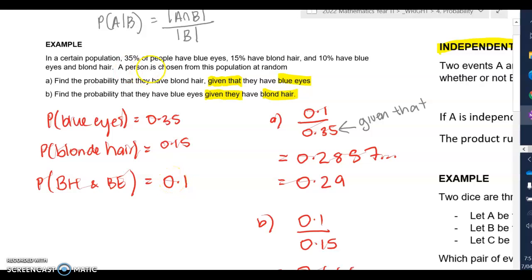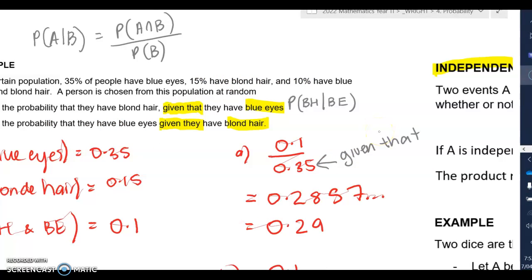The question says, a person is chosen from this population at random. Part A, we want to find the probability that they have blonde hair given that they have blue eyes. So what we're trying to find out for part A is this little formula here, the probability that they have blonde hair given that they have blue eyes. So what we need to do is think of what our formula up here is telling us, and I'm just going to write it in terms of blonde hair and blue eyes. So it's going to be the probability of the intersection of blonde hair and blue eyes over the probability of just blue eyes.